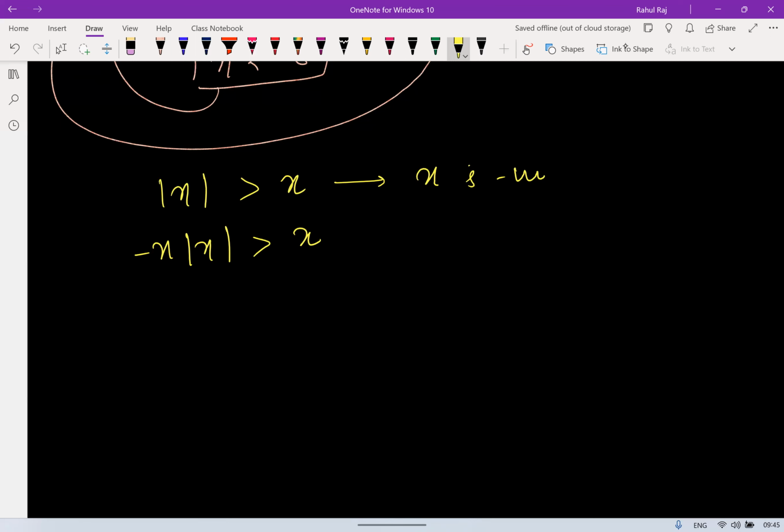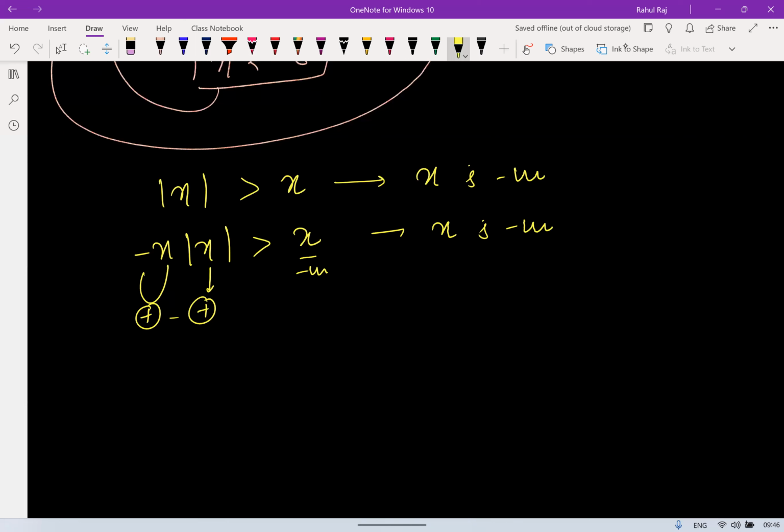Is minus x into mod x greater than x? If we're taking the first rule, where x is negative, then this negative will give you a positive value. This is anyway a positive value. Positive into positive is greater than x, and x is a negative value. So it means x is negative.